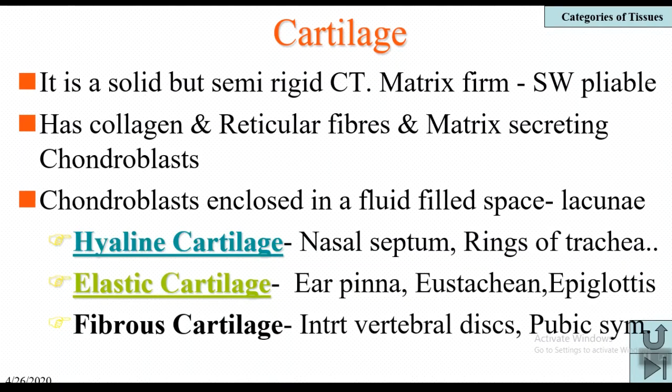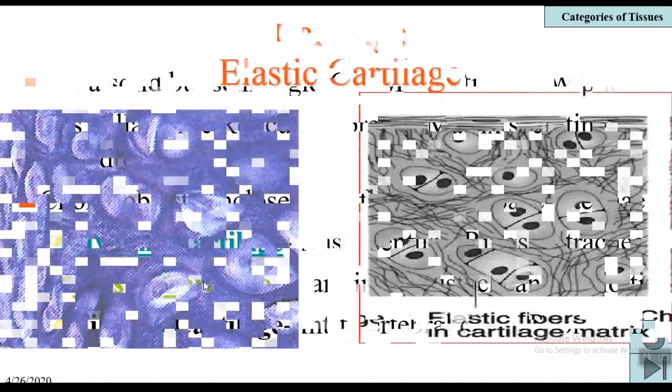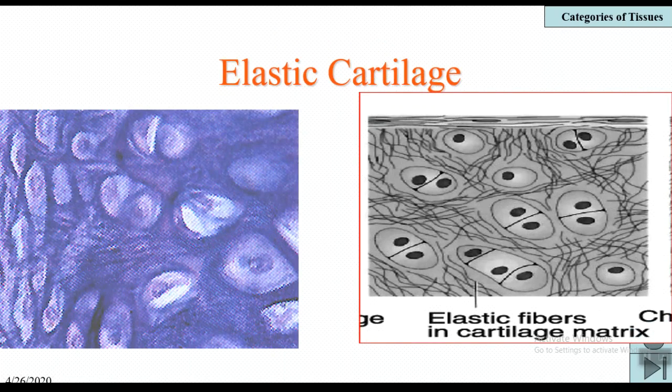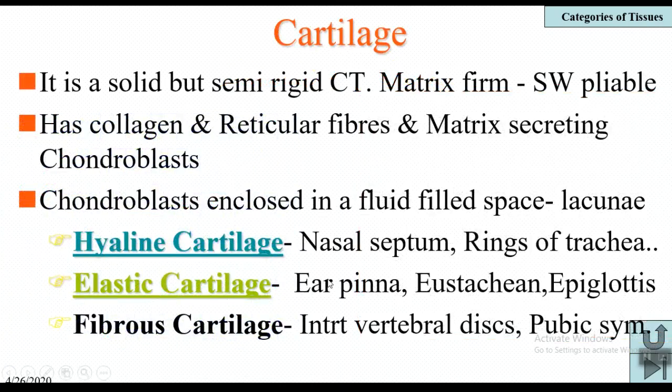Coming to the next type of cartilage, that is elastic cartilage. The name itself indicates its elasticity, and this is made up of elastic fibers and also collagen fibers. The elastic fibers are yellow in color, and this elastic cartilage is strong and elastic in nature. It is present in the pinna of the ear, the eustachian tube and the epiglottis. This is elastic cartilage. And the third type of cartilage is fibrous cartilage.